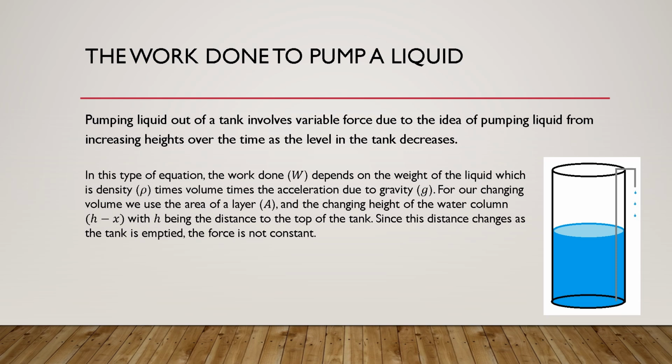For our changing volume, we use the area of the layer A, and the changing height of the water column h minus x, with h being the distance to the top of the tank. Since this distance changes as the tank is emptied, the force is not constant. Work is then the integral from 0 to h of pga times the quantity of h minus x dx. This will calculate the work needed to empty the tank or to take the height of the water to 0.